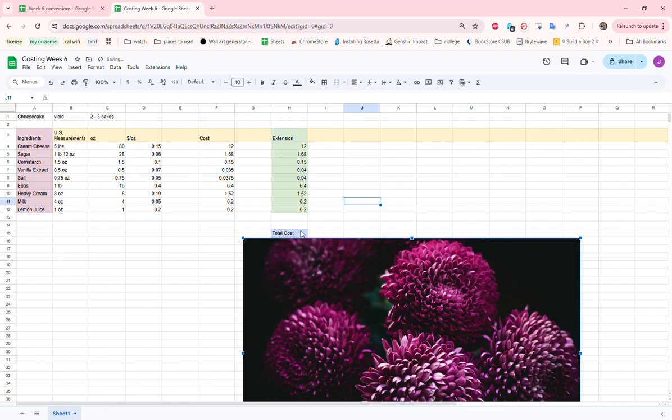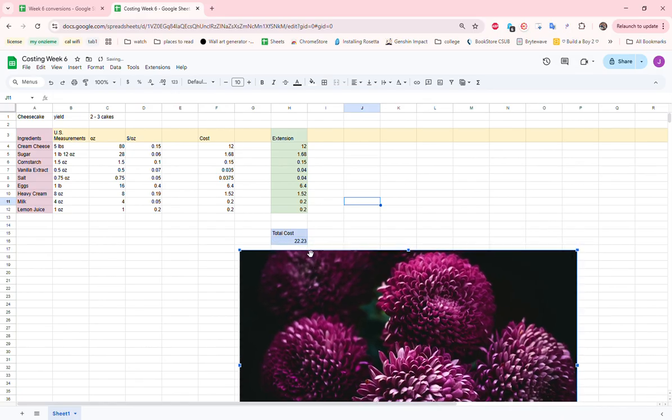Going on to the total cost. The total cost is all of the extensions added. So what's 12 plus 1.68 plus 0.15 plus 0.04 plus 0.04 plus 6.4 plus 1.52 plus 0.2 plus 0.2. Adding all of these up, we get our final total cost, which is 22.23.